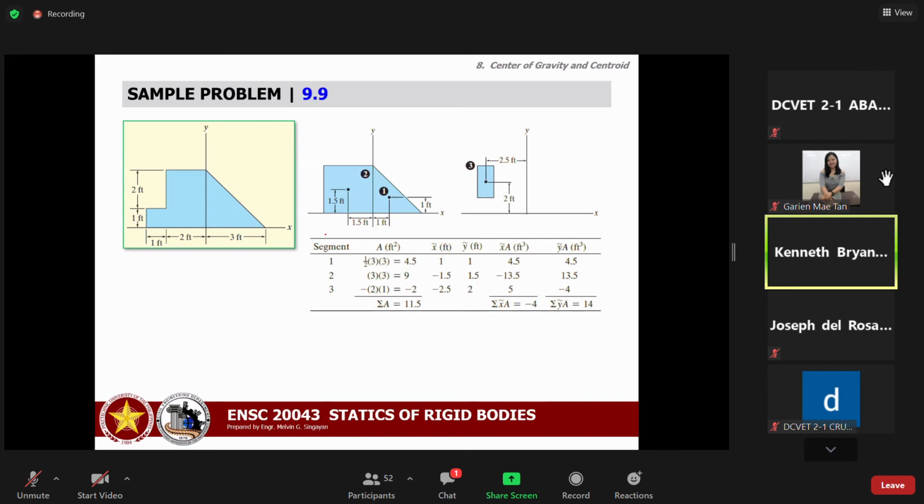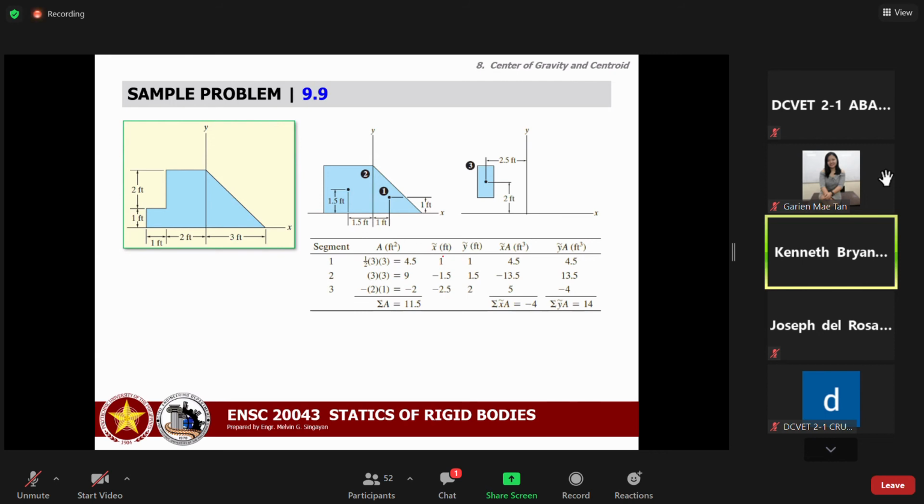So 11.5. Then about x curl and y curl for each segment. The location of the centroid of a triangle is at b over 3 and h over 2. The base of the triangle is 3 feet, so the location of the centroid is 1/3 of 3. So it's 1 foot. While the location of bar y, or y curl, for this triangle is 1/3 of the height. So it's 1 foot. So thus the input here is 1.